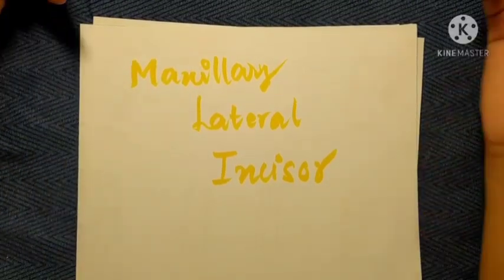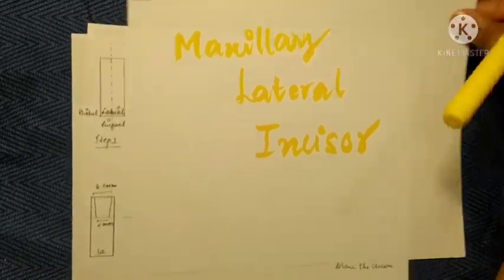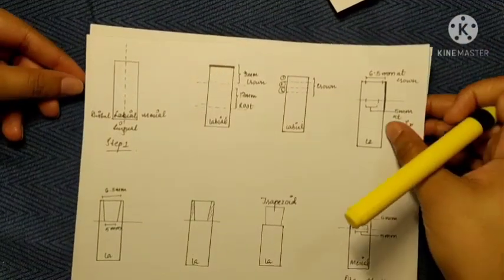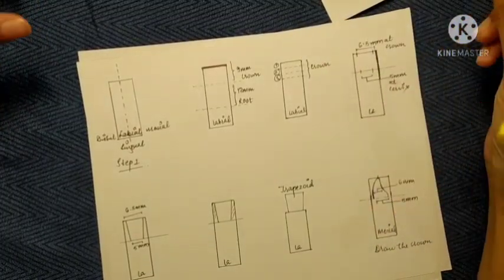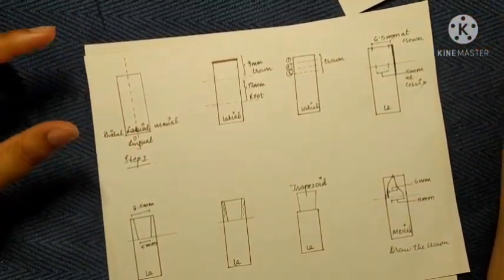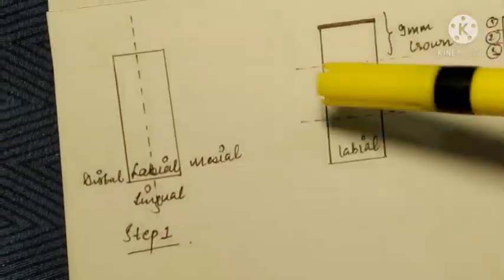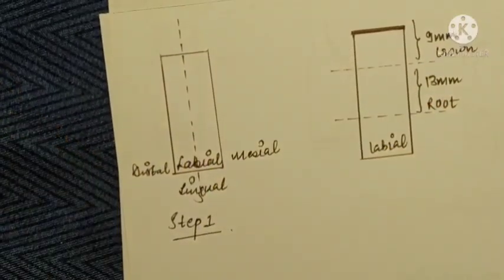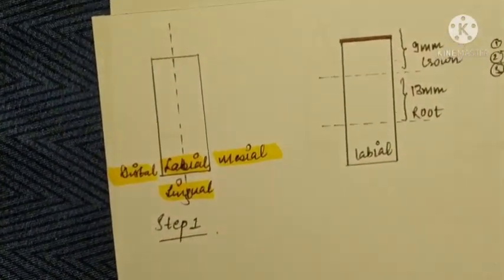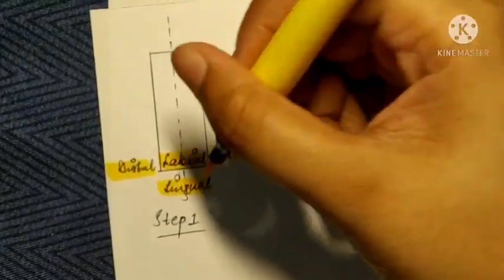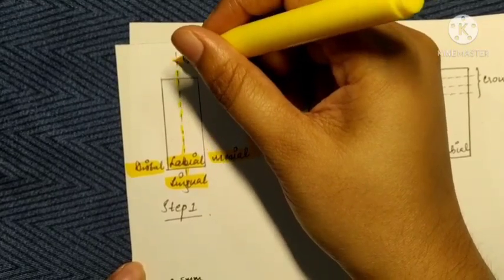Hello everyone, now let's start with the maxillary lateral incisor diagrammatic explanation. First of all, we take the wax block. Firstly, we have to label all the sides: labial, opposite to the labial is lingual, then mesial and distal. After naming all these sides, we have to draw a midline in the wax block.